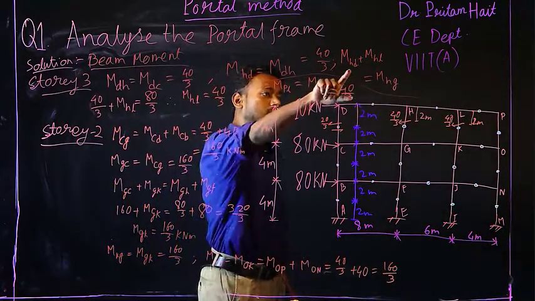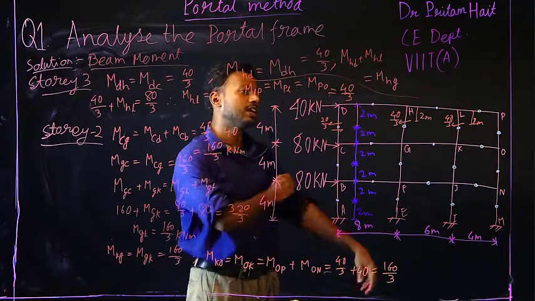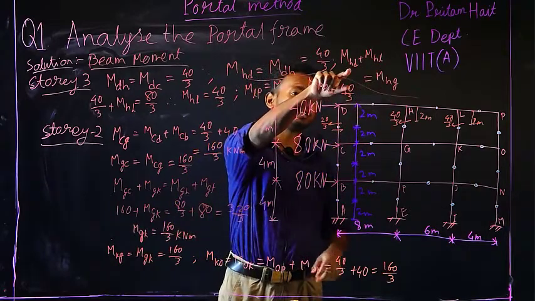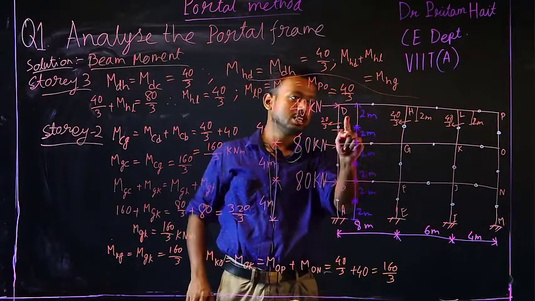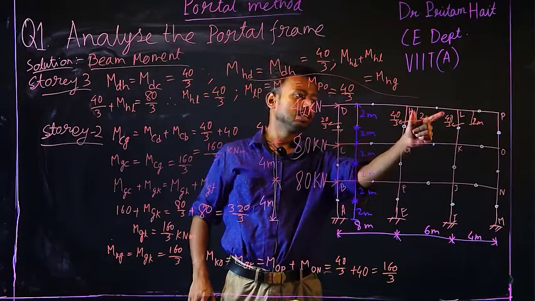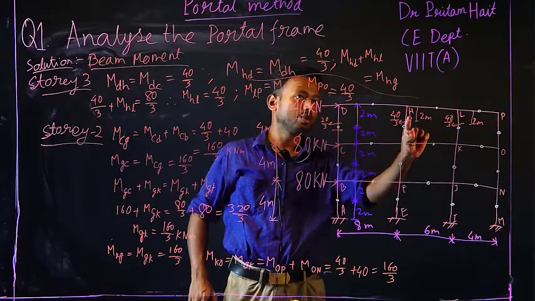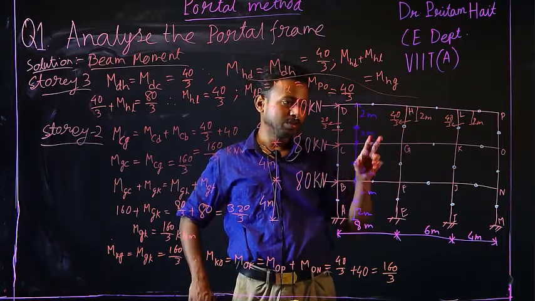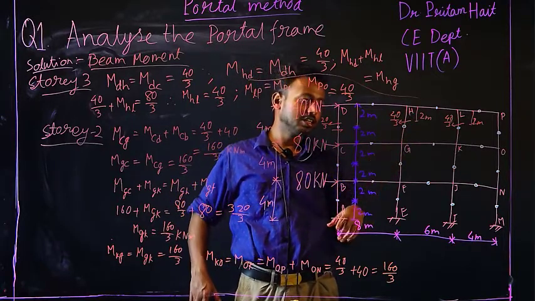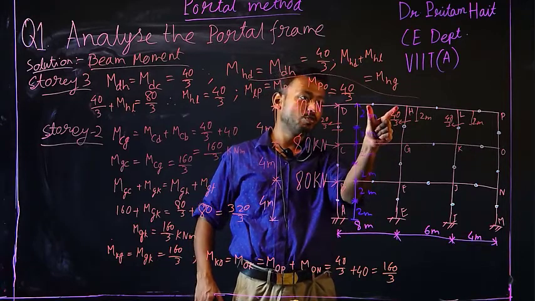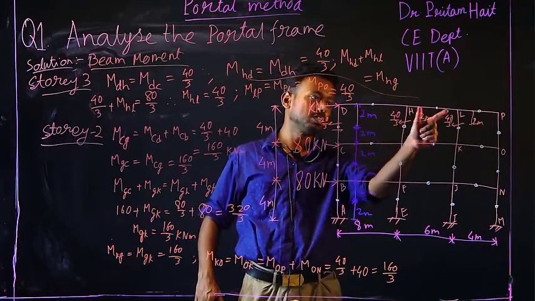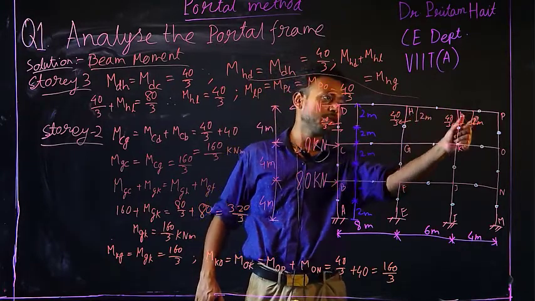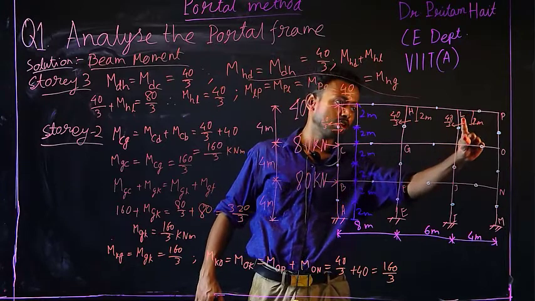Now come to the last member, that is MHD plus MHL. MHD means this is H and this is D, plus this is HL, will be equal to MHG. At an intermediate joint, it is like that: this member moment plus this member moment will be equal to this column moment. Similarly, this member moment plus this member moment will be equal to this column moment.